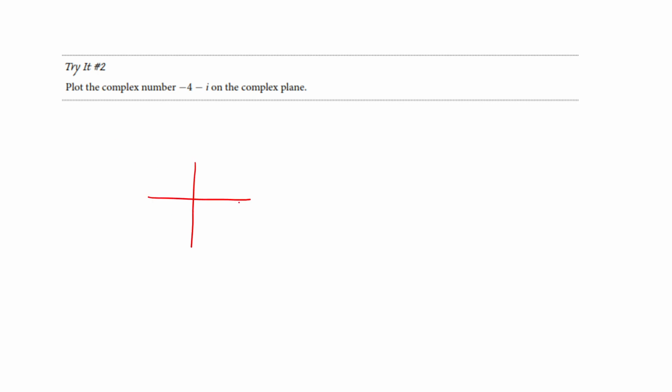We can do this again here. So 1, 2, 3, 4. The x is the real portion, so negative 4. And then what's in front of the i would be a negative 1. So negative 4, negative 1 would be right there.